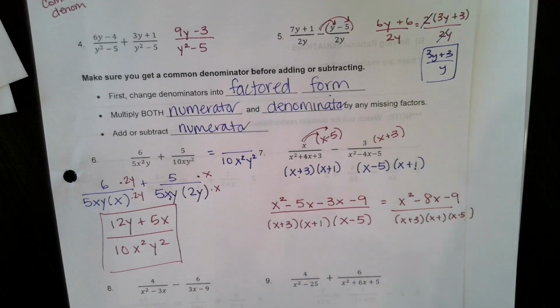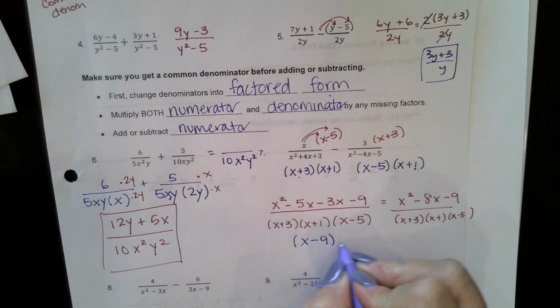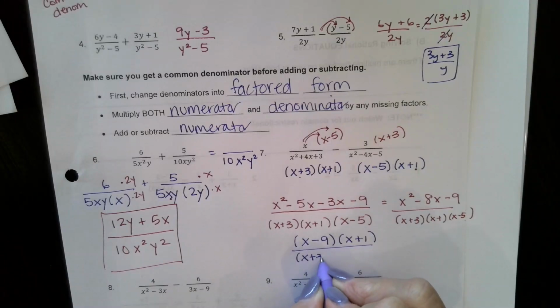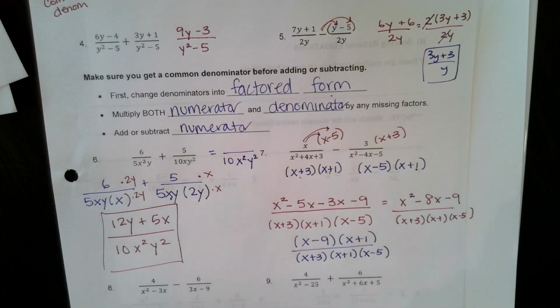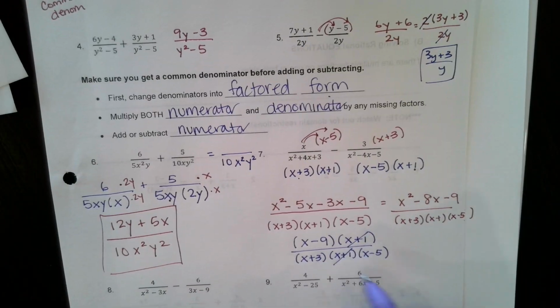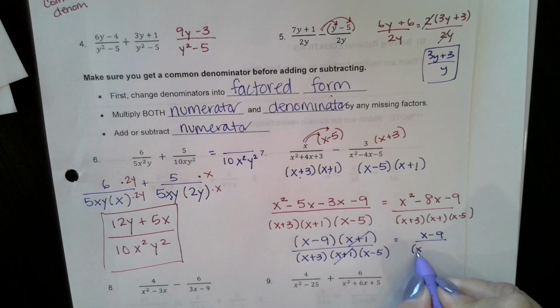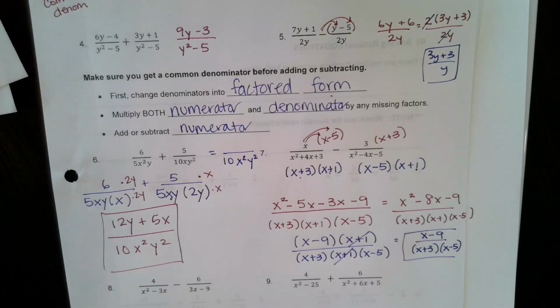Okay. So now I have to look at this numerator and see if I can factor this out. Right, so what I have is x minus 9, x plus 1 over x plus 3, x plus 1, x minus 5. And what you see is that this x plus 1 and this x plus 1 are going to cancel, and my final answer are just the factors that I have left.